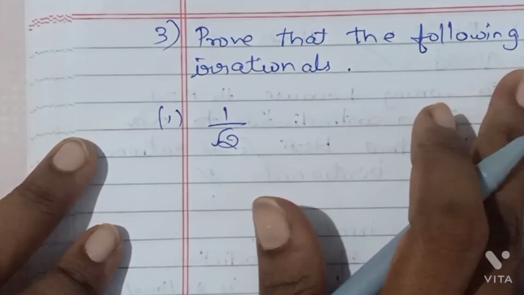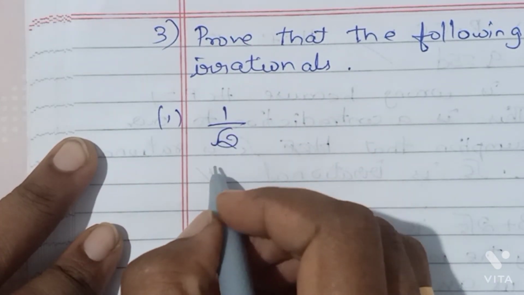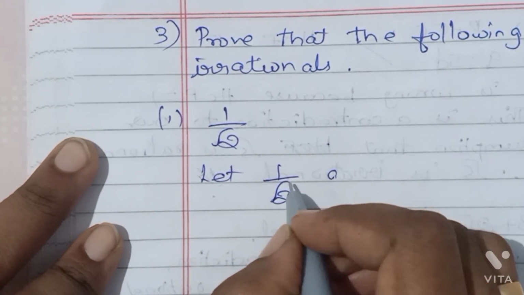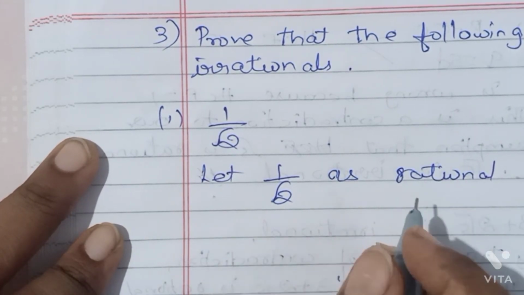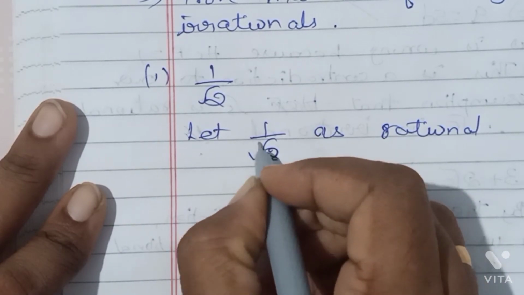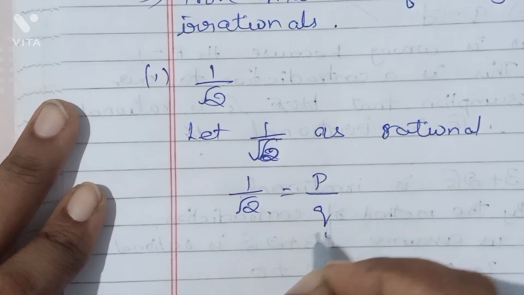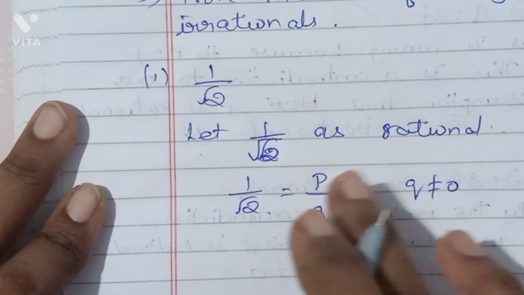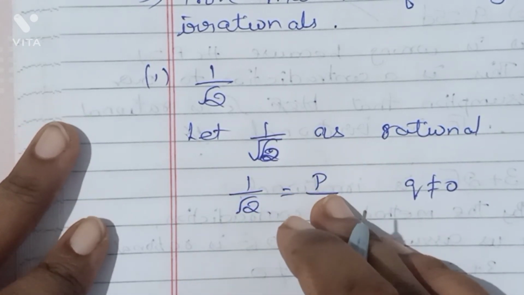Third question, prove that the following are irrationals. The first subdivision is 1 divided by root 2. So let us assume that 1 by root 2 is a rational number. So 1 divided by root 2 as rational means we can write it in the form p by q, where this q should not be equal to 0, and p and q both are integers, and their HCF is equal to 1, isn't it?